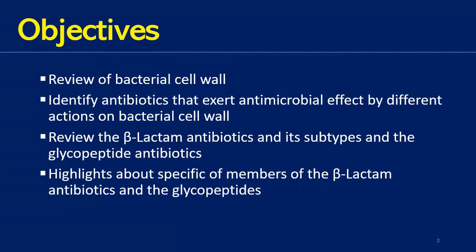So before we do that, we're going to review the bacterial cell wall. And we're going to identify antibiotics that exert antimicrobial effect by different actions on the cell wall itself. And we're going to review the beta-lactam antibiotics and subtypes of the beta-lactams, besides the glycopeptides, which are represented by two medications, vancomycin and teicoplanin. And we're going to give highlights about some specific agents among the beta-lactams and the glycopeptides.